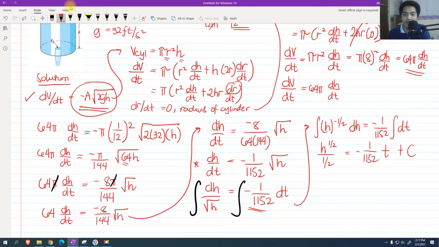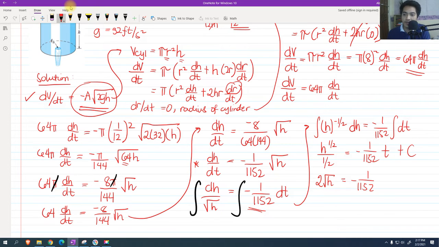So simplifying this, this becomes 2 square root of h. Then we have negative 1 over 1152. This is only, you get the reciprocal of the denominator and then multiply by the numerator.